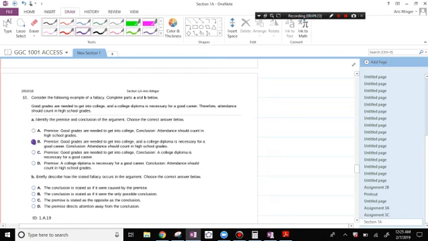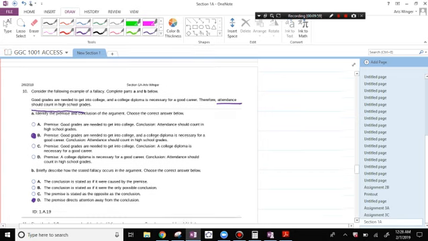Briefly describe how the stated fallacy occurs in the argument. Choose the correct answer below. The conclusion is stated as if it were caused by the premise. The conclusion is stated as if it were the only possible conclusion. No, the premise is stated as the opposite of the conclusion. No, the premise directs attention away from the conclusion. I like D. Right, so these things really don't have anything to do with it. It was talking about college, and then we're talking about attendance in high school.